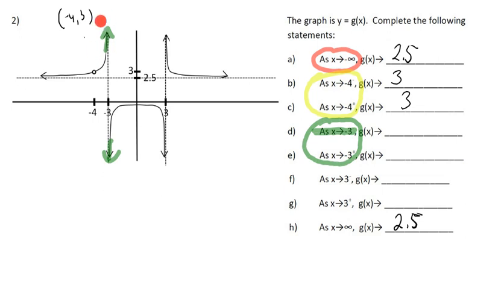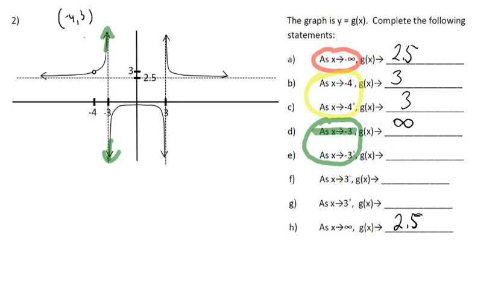All right. F and G are asking about what's going on near +3 on either side of x equals +3. And I've got another vertical asymptote. This question is asking what's happening on the left side. Which arrow is on the left side of +3? The down arrow or the up arrow? The down arrow.